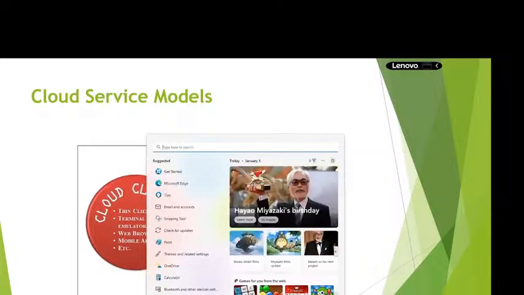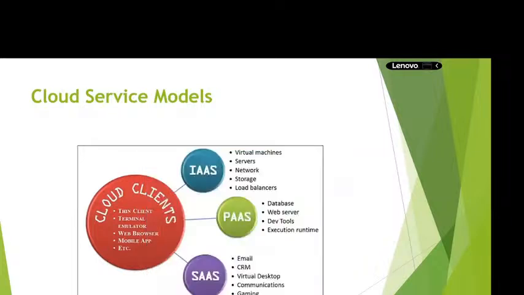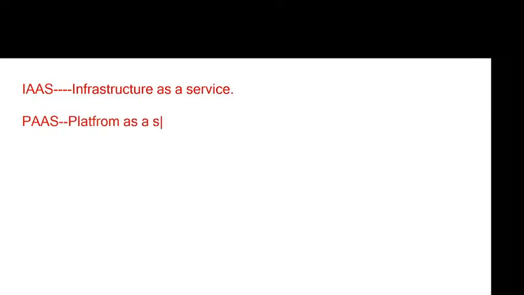So, private cloud, public cloud, and hybrid cloud. Now the service models. One is IaaS, Infrastructure as a Service. Another is PaaS, Platform as a Service. And the third is SaaS, Software as a Service. Why have they been categorized into three types of cloud service models?